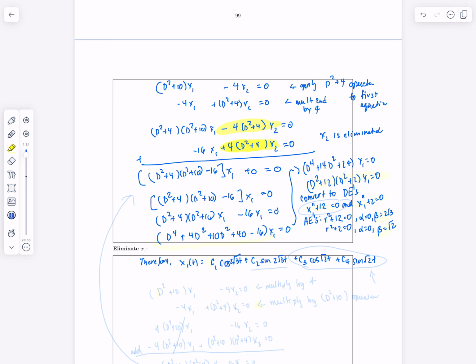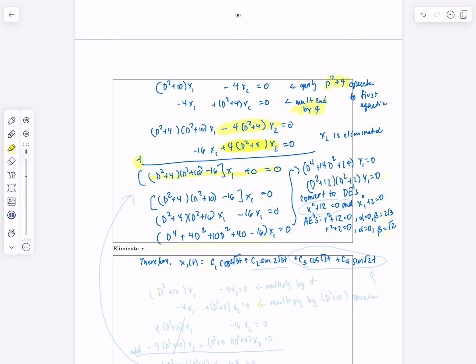You do that by applying an operator all the way through, or you can multiply a scalar all the way through. So we multiplied the first equation by D squared plus 4, and the second one just by the scalar 4. And by getting that result, we can add these two equations so that we eliminate x2 altogether. And then we produce a differential operator representation of a differential equation in x1.